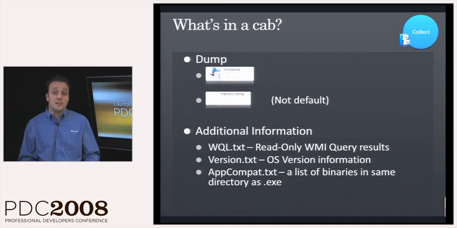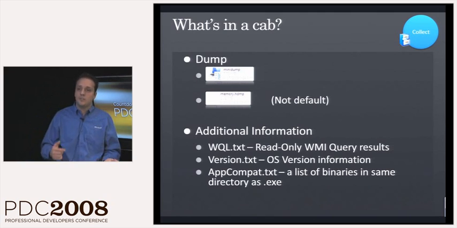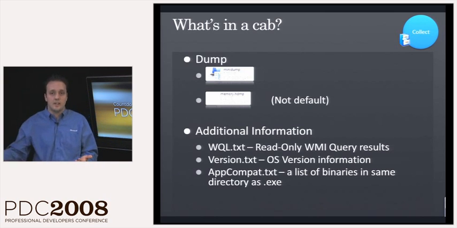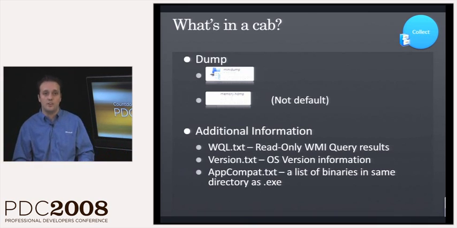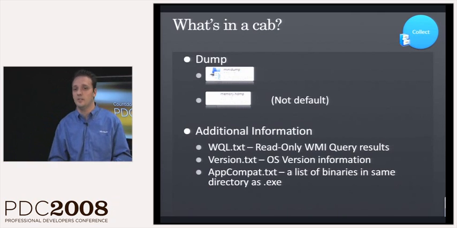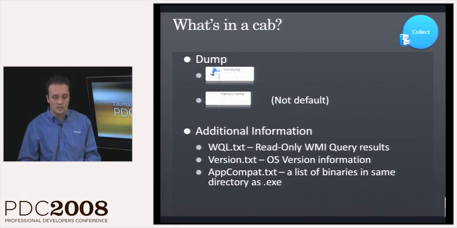We also provide a version.txt file, which is essentially OS version information, and can also include some additional information in there. There's also an appcompat.txt file, and this is a list of binaries that were in the same directory or any subdirectories of the executable that crashed. So it doesn't necessarily have to do with what's loaded in memory, but we can say here's all the DLLs that existed for this executable. Here's other executables that were loaded in that same directory as the install.